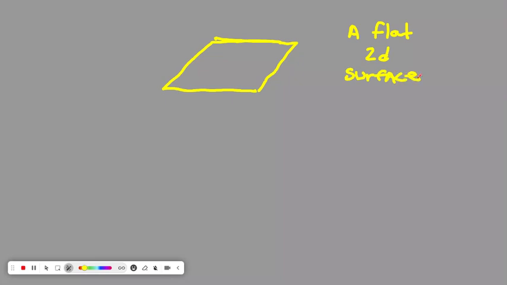So we can have a flat surface. It's drawn like this so we can see it, but it actually extends infinitely in all directions. There's that word infinitely again, right? So it's a flat surface. Make sure it's a flat, two-dimensional, 2D surface. And in every direction, it extends infinitely.